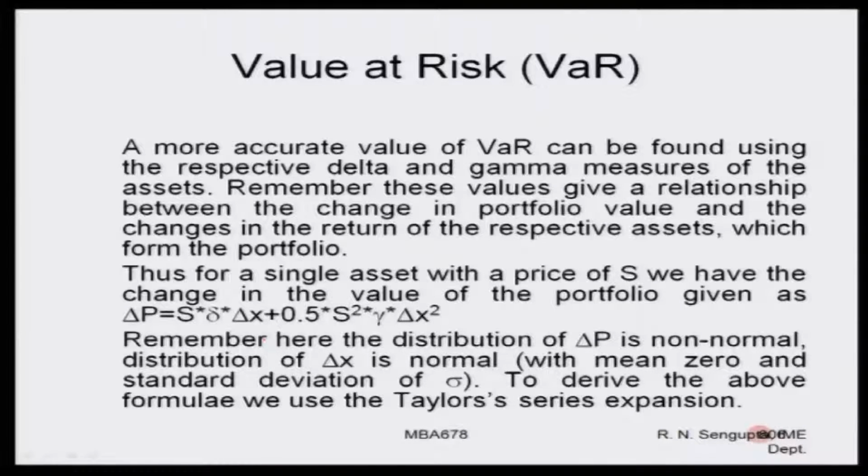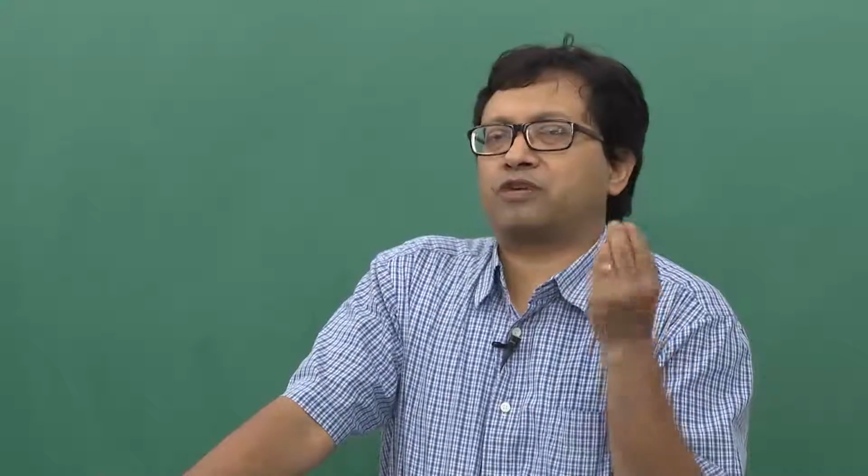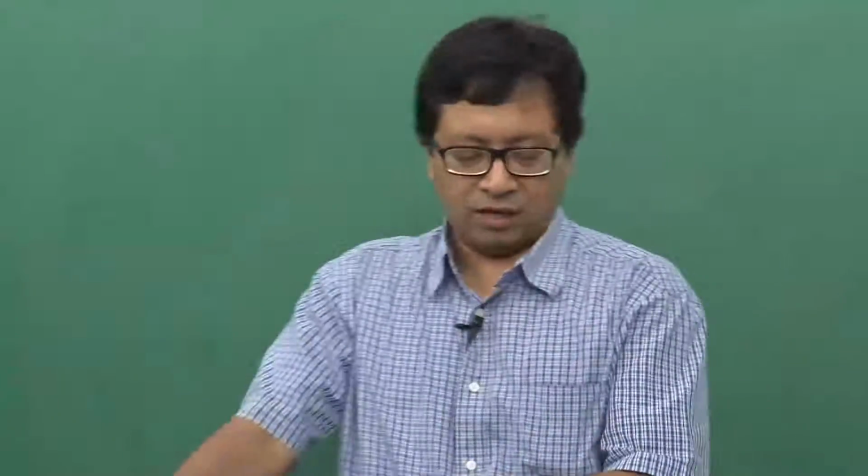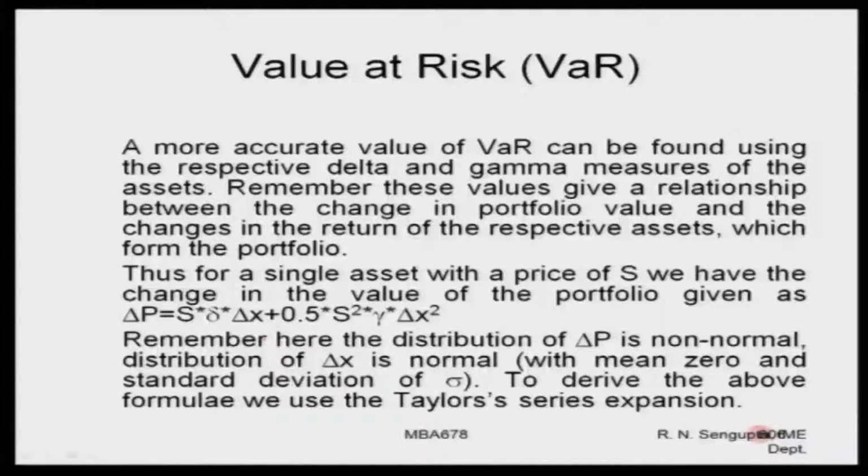So, now you understand why we have been considering the delta, gamma, vega and theta values. If we have the delta and the gamma measures of the assets, remember these values give a relationship between the change in the portfolio values and the change in the return on the respective asset which forms the portfolio. So, whatever the characteristics of the portfolios are, whether you think spot price is important, whether you think rate of change is important, whether you think standard deviation is important, whether you think the risk free interest rate is important, whatever is important, you have to find out the rate of change of that portfolio with respect to these variables and utilize them accordingly. Thus, for a single asset with a price of S, we are only considering one asset, it can be expanded accordingly.